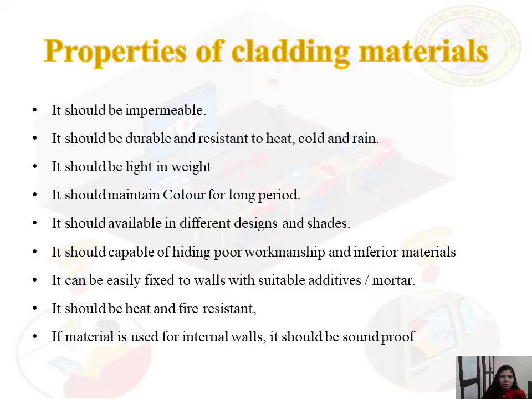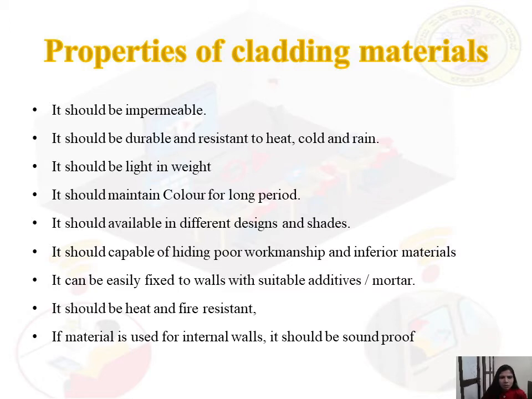Cladding material should be capable of hiding poor workmanship and inferior materials. The cladding material can be easily fixed to all walls with suitable additives or mortar. Cladding material should be heat resistant and fire resistant. The cladding material used for internal walls should be soundproof. These are all some of the properties of cladding materials.